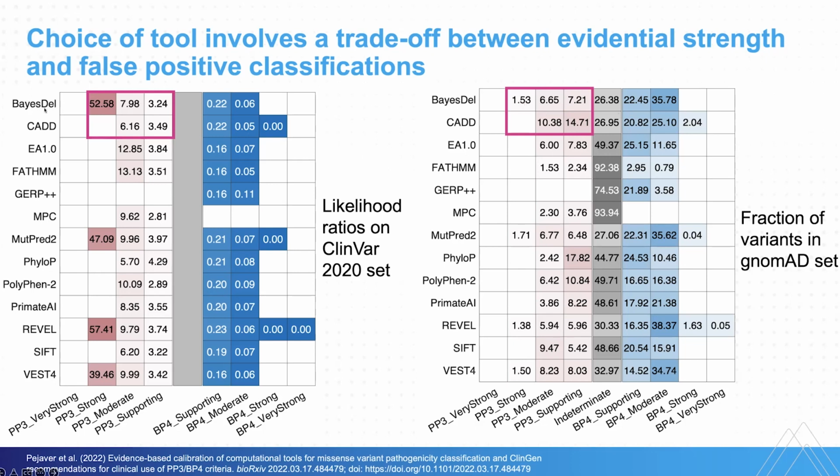The one point I want to make with these 2 pink boxes is that, of course, the choice of tool involves a trade-off between evidential strength and coverage. You could pick a tool that gives you a high likelihood ratio, which gives strong evidence, but it would mean that not many variants would get classified in that interval. If one were to pick something that was providing, let's say, moderate evidence, you would end up with 10% of variants from the gnomAD set. And gnomAD is basically genome sequencing data from a seemingly healthy population. So there is this trade-off involved.